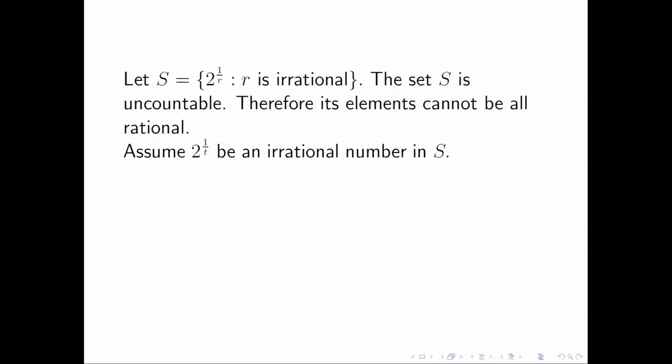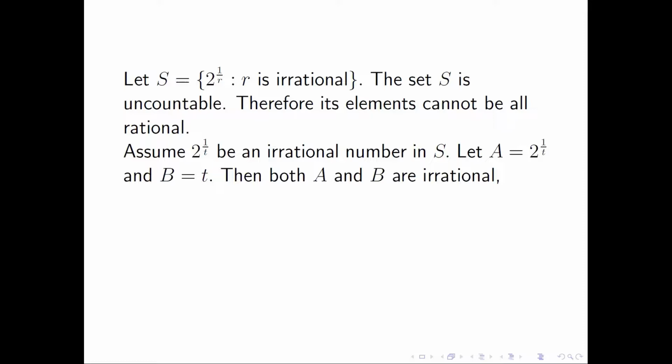Assume 2 to the power of 1 over t is an irrational number in S, where t is an irrational number. We let A be the number 2 to the power of 1 over t, irrational, and B is t, also irrational. We calculate A to the power B. Plug in, simplify, we got 2, which is rational.